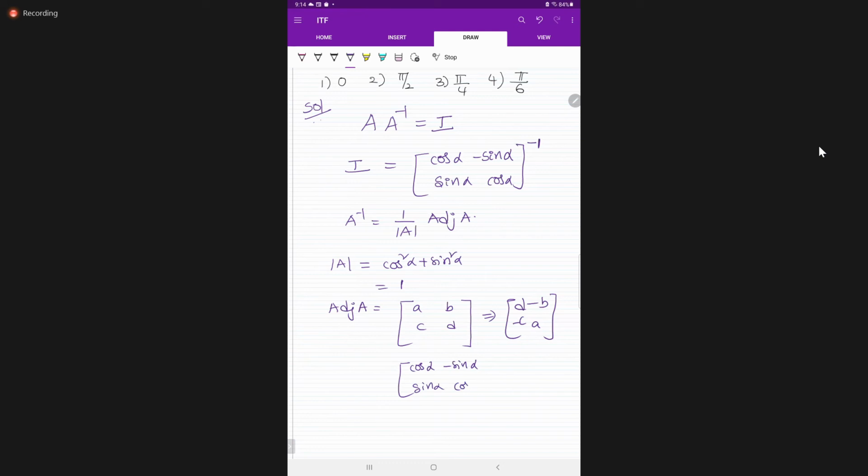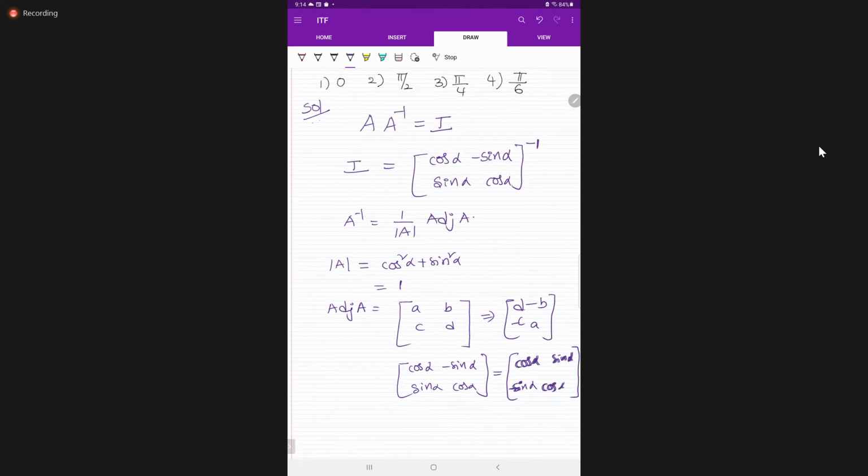Cos alpha, cos alpha. What do I get for the adjoint of A? D is what? Cos alpha. This is also cos alpha. Minus into minus, plus sin alpha. This is minus sin alpha. Okay.